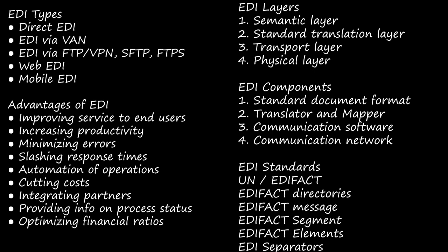And then advantages of EDI. What are the advantages of EDI? Improving service to end users, increasing productivity, minimizing the errors, slashing response time, automation of operations, cutting cost, integrating all business and trading partners, providing information on process status, optimizing financial ratios. And then EDI layers: semantic layer, standard translation layer, transport layer, and physical layer. And then components of EDI: standard document format, translator and mapper, communication software, and communication network.